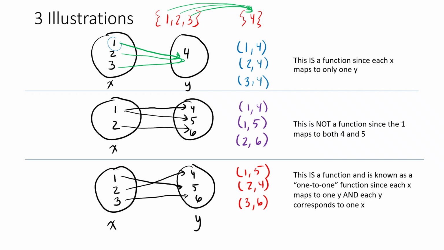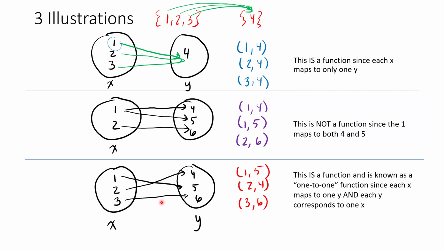This one up here is a function because each X maps to only one Y, but it's not called one-to-one because the Y corresponds to more than one X. So you might be thinking, this is not a function because we kind of get used to this one-to-one function. Well, a function can be one-to-one.